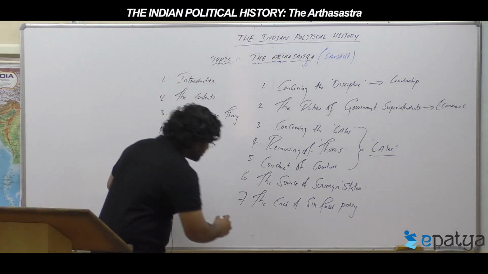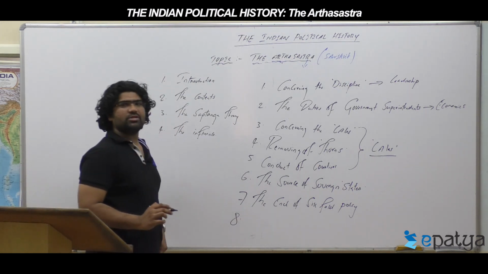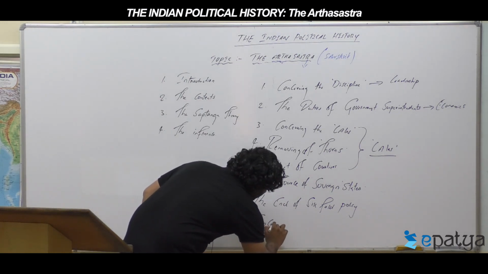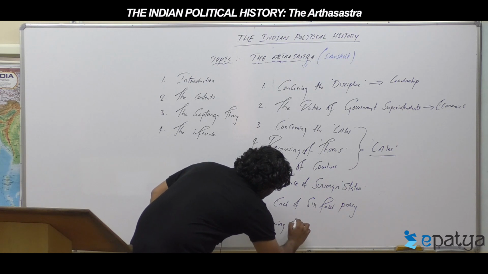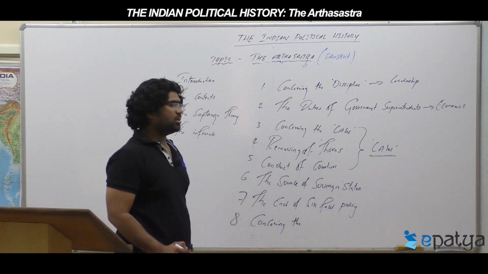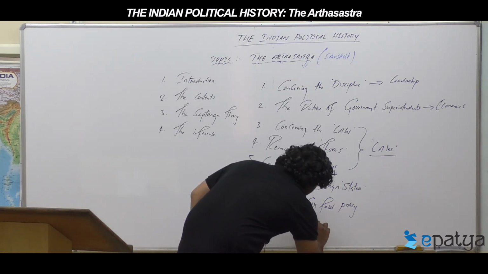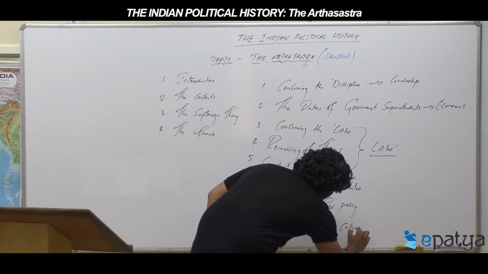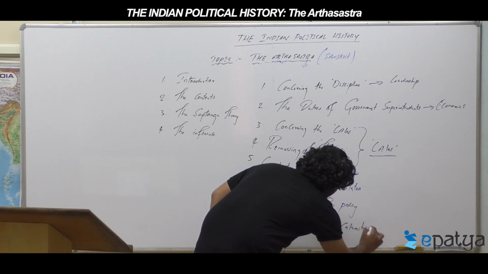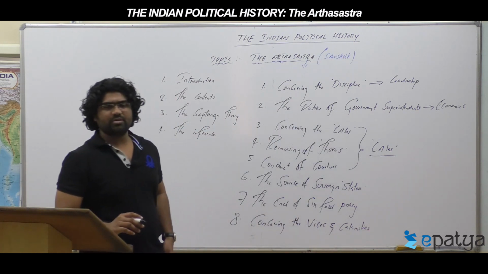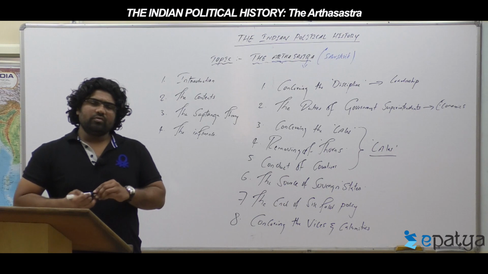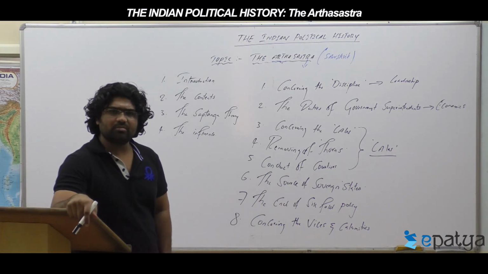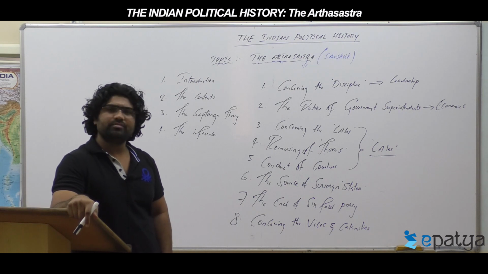In number 8, which speaks about the vices and the calamities. How hurdles occur in a political system and how it should be solved.